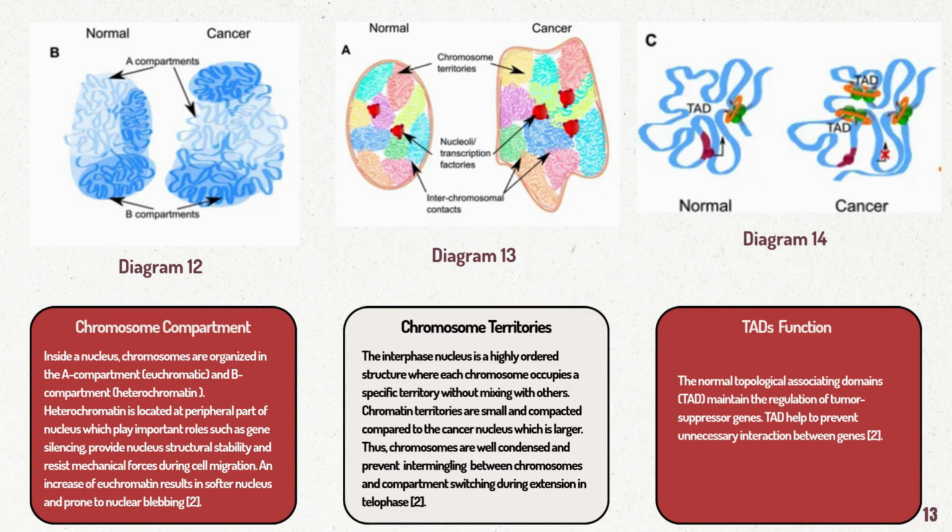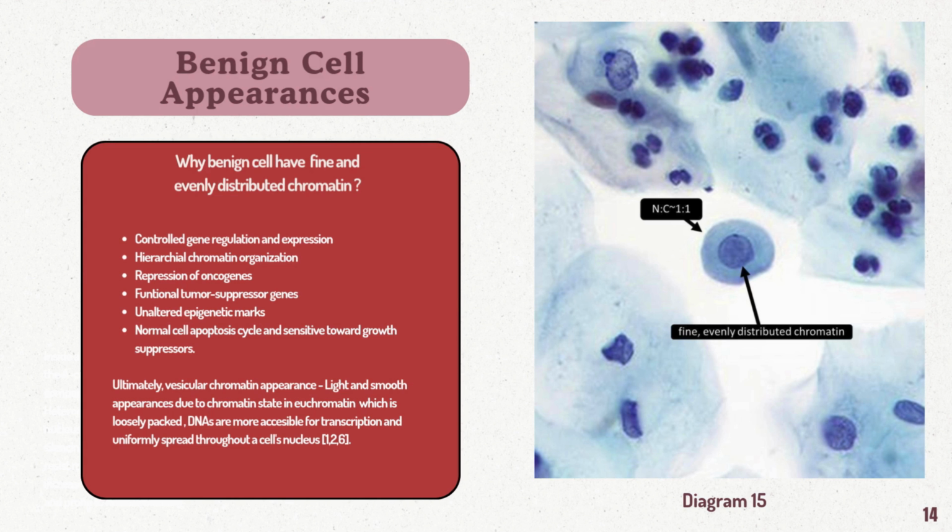Lastly, the TAD function. The normal topologically associating domain, TAD, maintains the tumor suppressor gene regulation and also prevents unnecessary interaction between undesired genes. Ultimately, all of the discussed factors in the normal state lead to the formation of vesicular chromatin, or usually described as fine and evenly distributed chromatin. In this state, the chromatin is in euchromatin structure, which is loosely packed and spread throughout the nucleus.